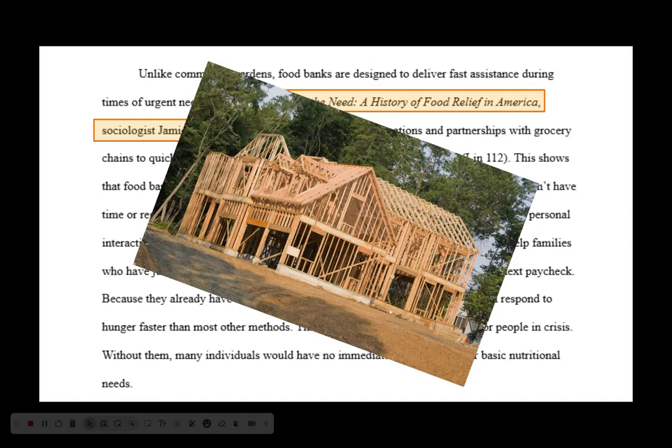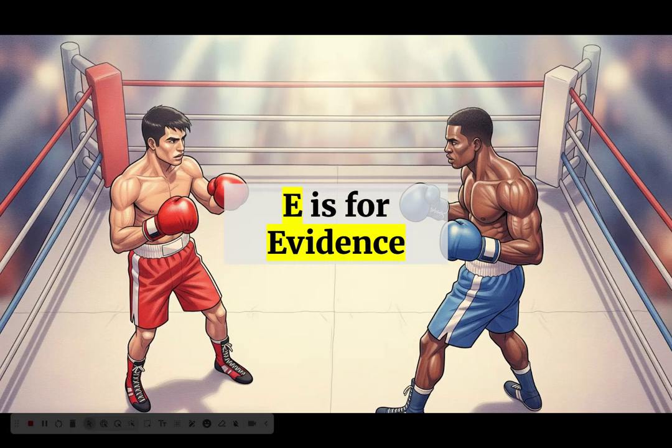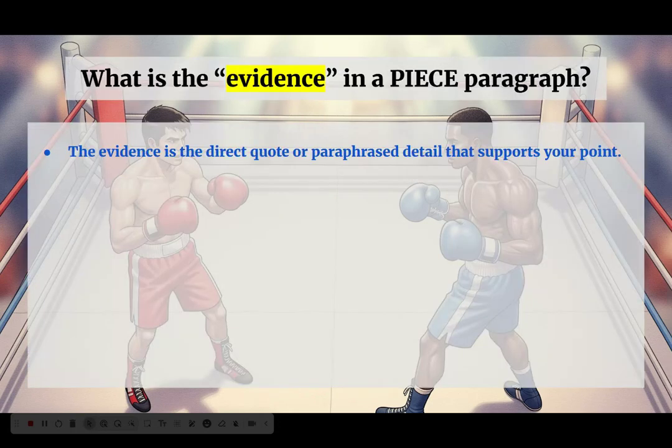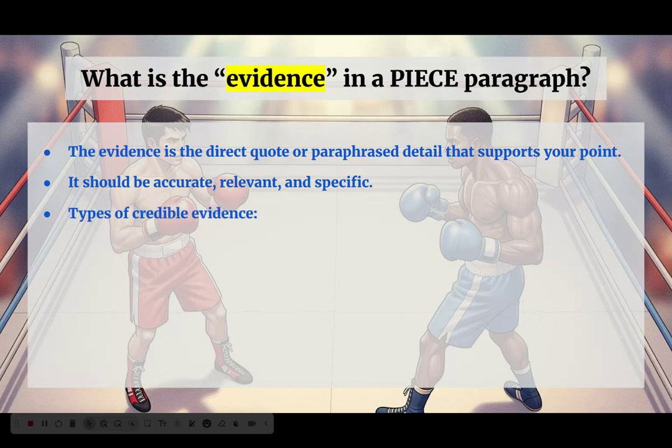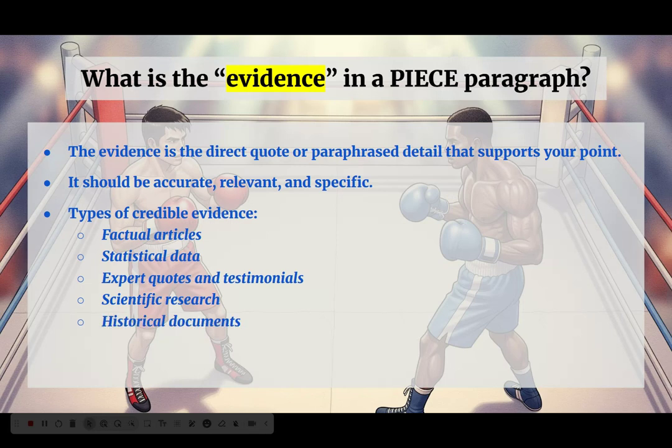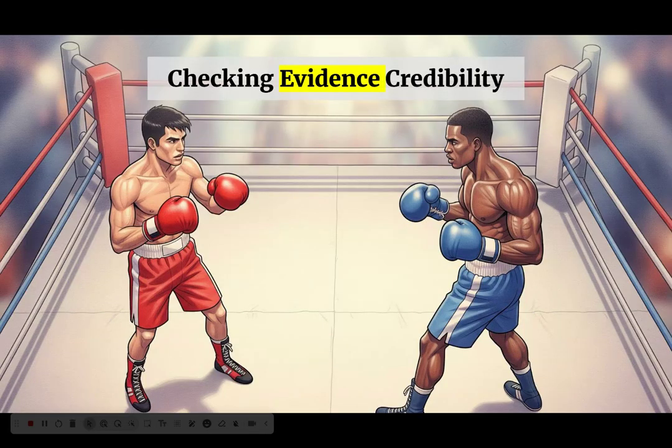And think of the introduction of your paragraph like the framework of a house. It kind of helps structure the rest of the house, just as your introduction kind of structures the evidence that you're going to need for the rest of your paragraph. Now, we have E for evidence. This is obviously the direct quote or the paraphrase detail that is supporting your point. So it should be accurate, relevant, and specific. Types of credible evidence includes factual articles, statistical data, expert quotes and testimonials, scientific research, historical documents.